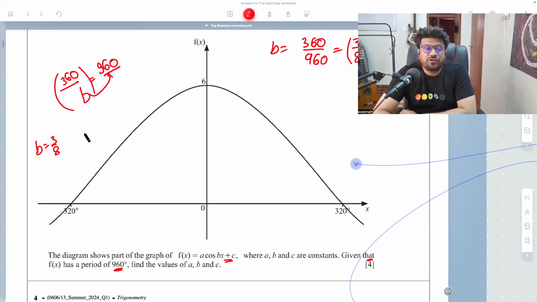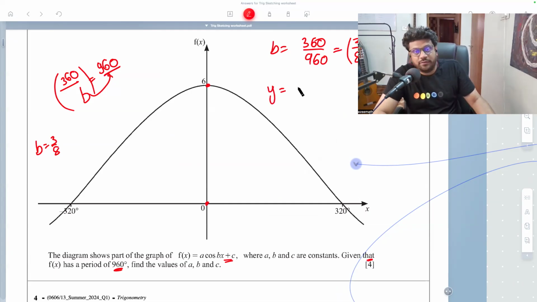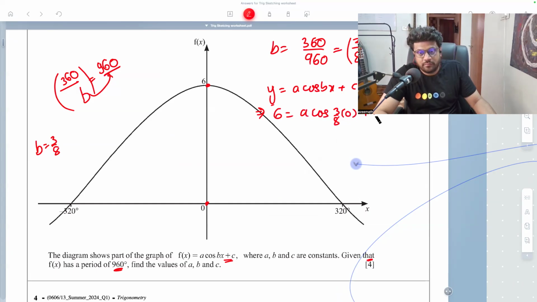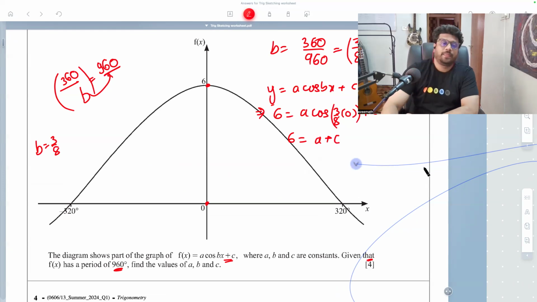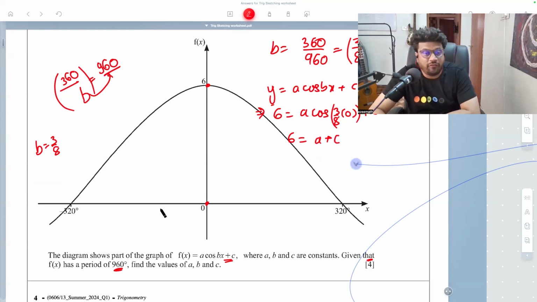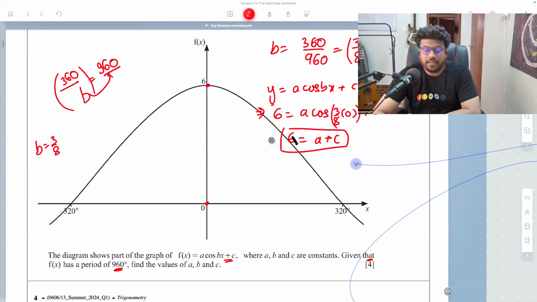Okay. I also see that when x is 0, y is 6. Okay, I'll use that. Y equal to a cos of bx plus c. I go y is 6 when x is 0. Well, 6 is equal to cos of 0 is 1, a plus c. Okay, fine. I've got one equation at least between a and c.